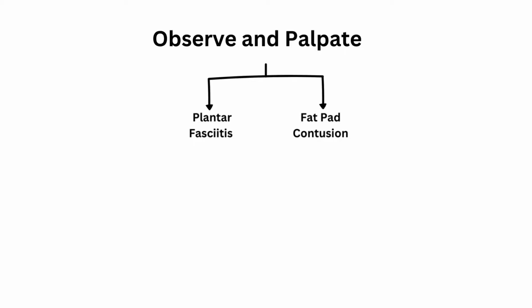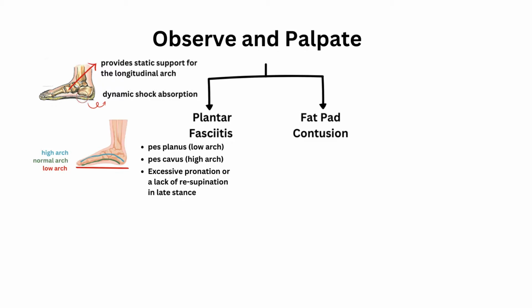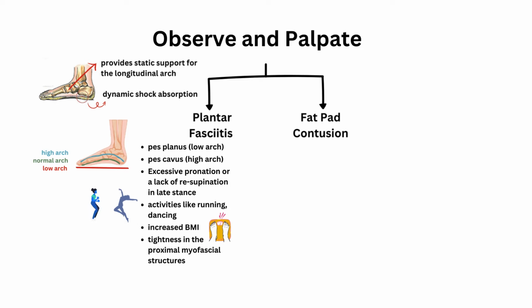Plantar fasciitis is an overuse condition of the plantar fascia at its attachment to the calcaneus. The plantar fascia provides static support for the longitudinal arch and dynamic shock absorption. Causes include pes planus, pes cavus, excessive pronation or lack of resupination in late stance; activities like running and dancing, which require maximal plantar flexion of the ankle and simultaneous dorsiflexion of the metatarsophalangeal joints; increased BMI; and tightness in the proximal myofascial structures, especially the calf, hamstring, and gluteal regions. It can occur in athletes as well as non-athletes.